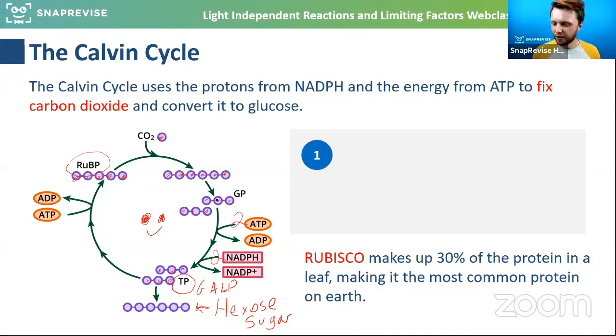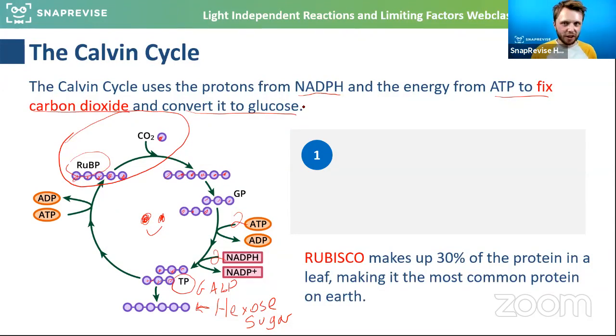So I think the first place to start, and I'm going to break this down into a few different sections, and then we're going to go over it as a whole. I think the first really important thing is just to know what's going on in this stage here. So I'm just going to talk about this stage here. I've said at the top that the Calvin cycle uses protons from NADPH and the energy from ATP to fix carbon dioxide and convert it into glucose.